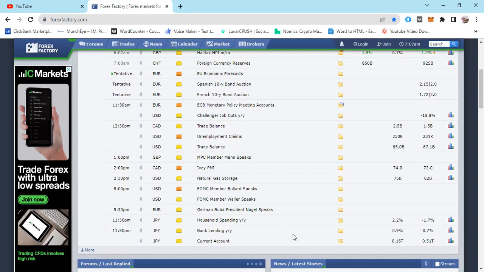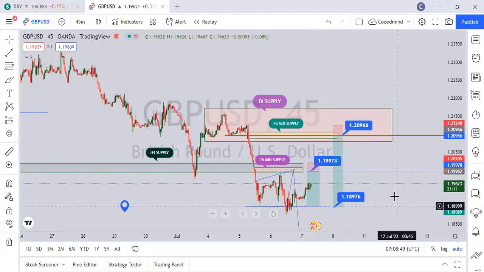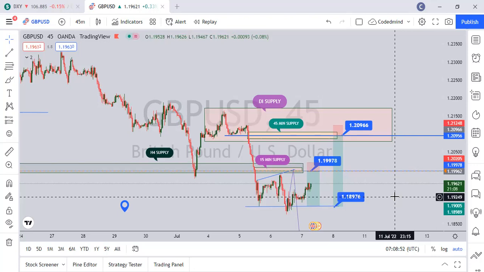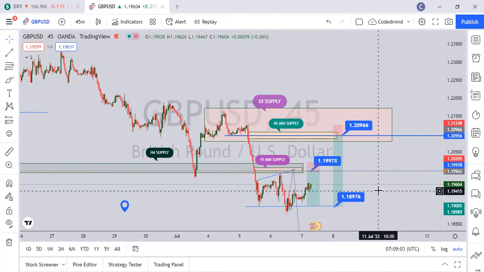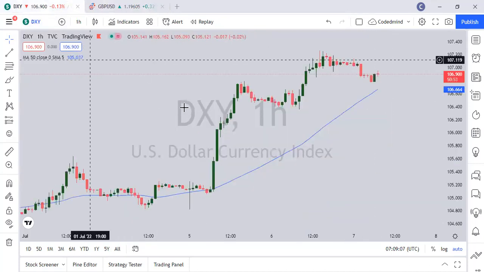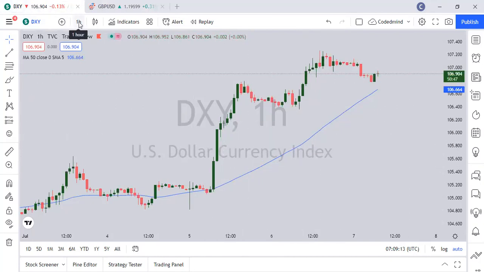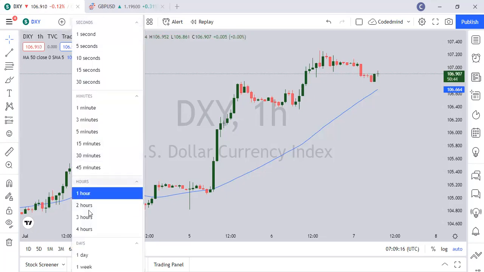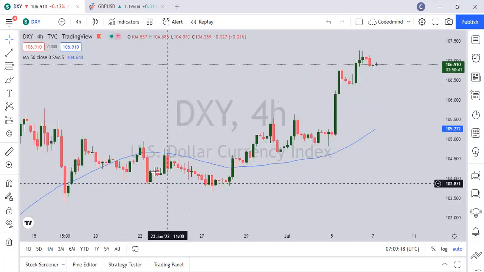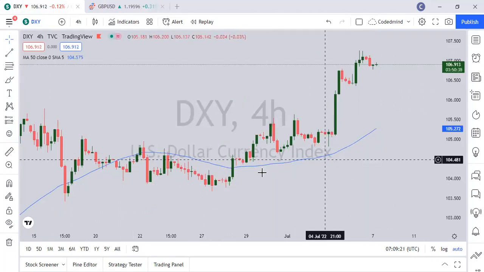So let's quickly look at what is happening on the US dollar index, so that we can have a general overview of the bias for the day, what I'm looking at. So let's look at DXY index. If you look at DXY index, this guy has been on a rally for some time now. So let's check H4. You can see this guy has been on a rally for some time now.